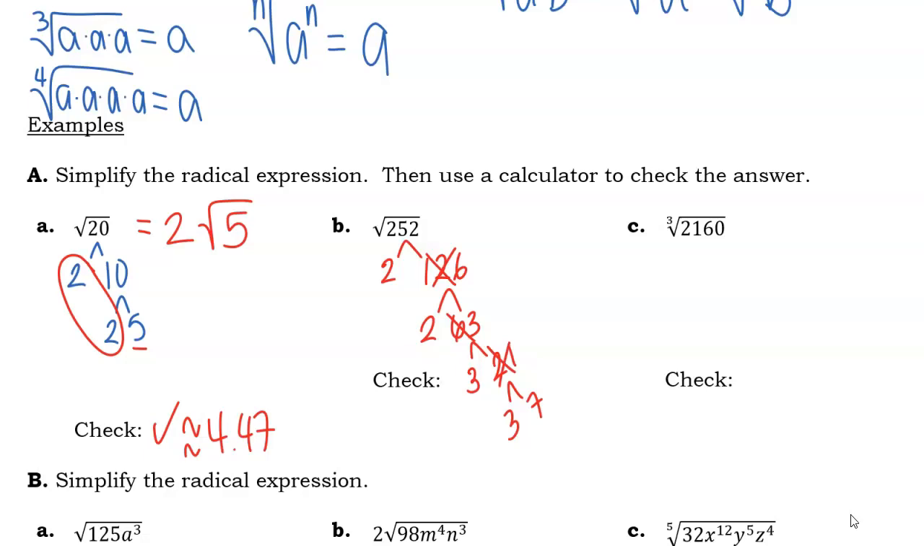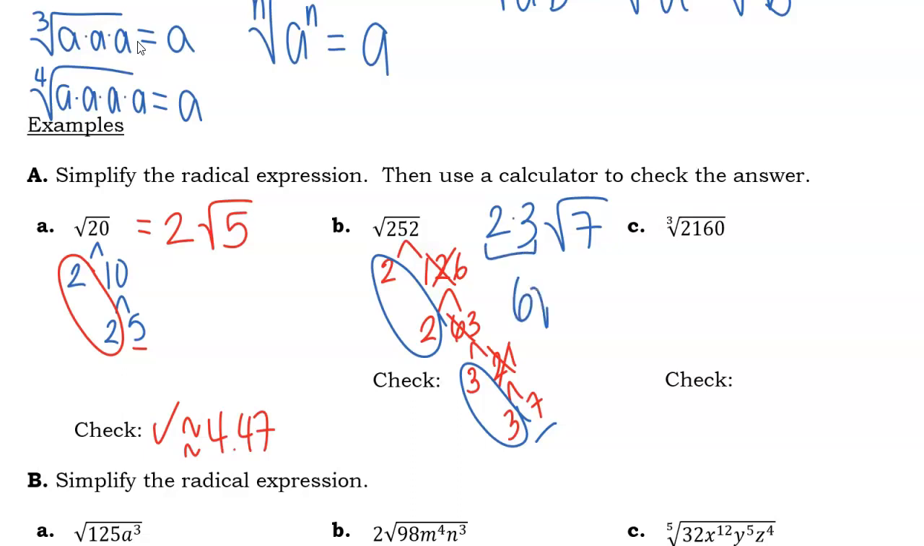Okay, so now when I have all these broken down, I'm not considering them anymore, but I'm looking at all the primes that I broke that into, and I'm looking for pairs. And again, it's pairs because square roots, I'm looking for pairs. So I have a pair of 2's, that will come out. I have a pair of 3's, that will come out, and I have a 7 left over. Singles stay inside. We're going to multiply these together to get a 6 root 7, and that will be my final answer.